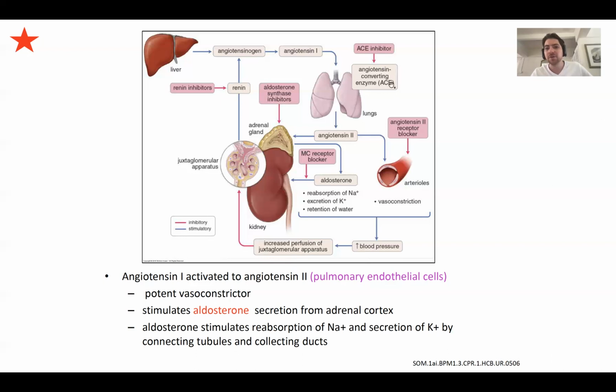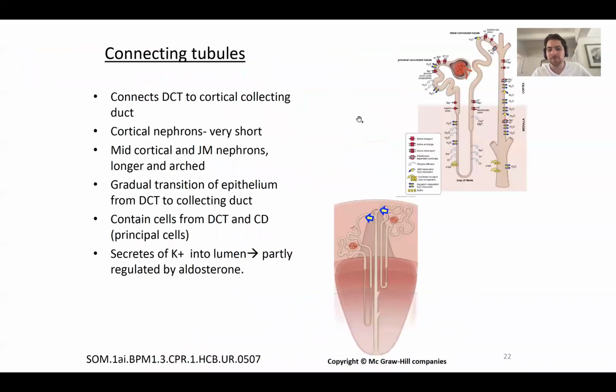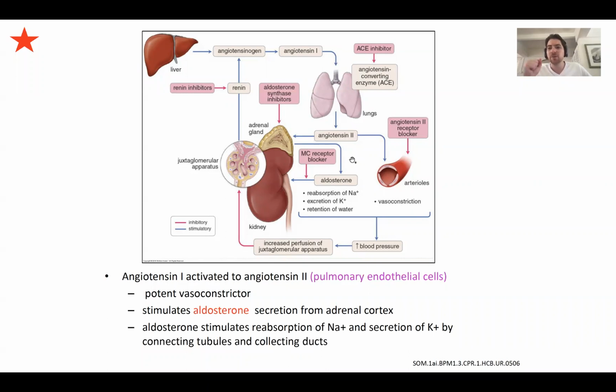Now, think about it. If you give an ACE inhibitor and you can't activate angiotensin 2, you're going to help decrease the blood pressure, right? Okay, so that's one process. So now we've constricted the vessels, but we also want to conserve volume or conserve fluid. So we're also going to activate aldosterone. Very important. Also used in pharmaceuticals to regulate blood volume and blood pressure.